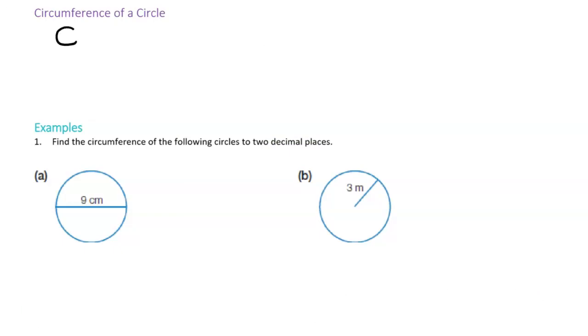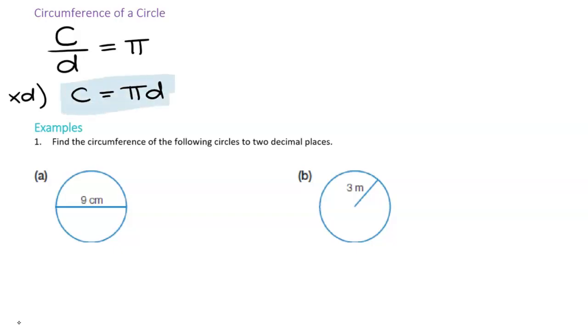We found if we do the circumference divided by the diameter, we get pi. And we can rearrange this equation, multiplying both sides by d, to get C equals pi d. This is how we're going to find the circumference of circles if we're given the diameter.